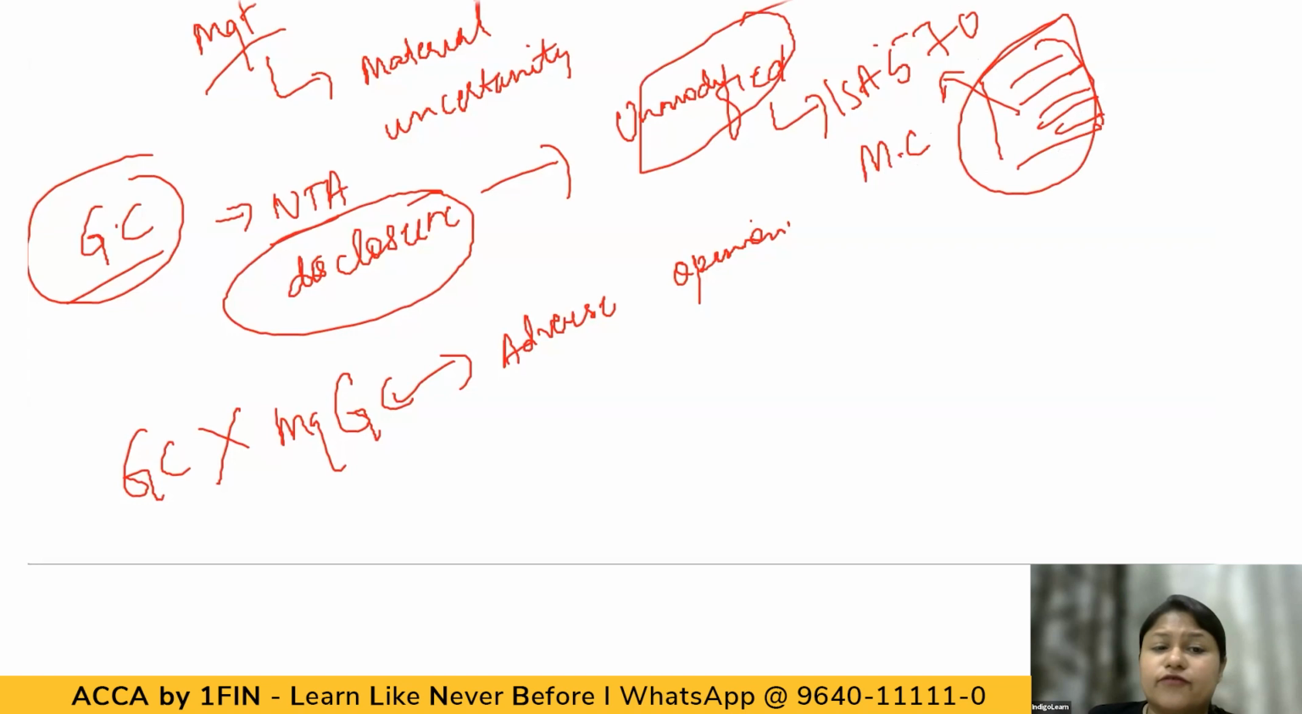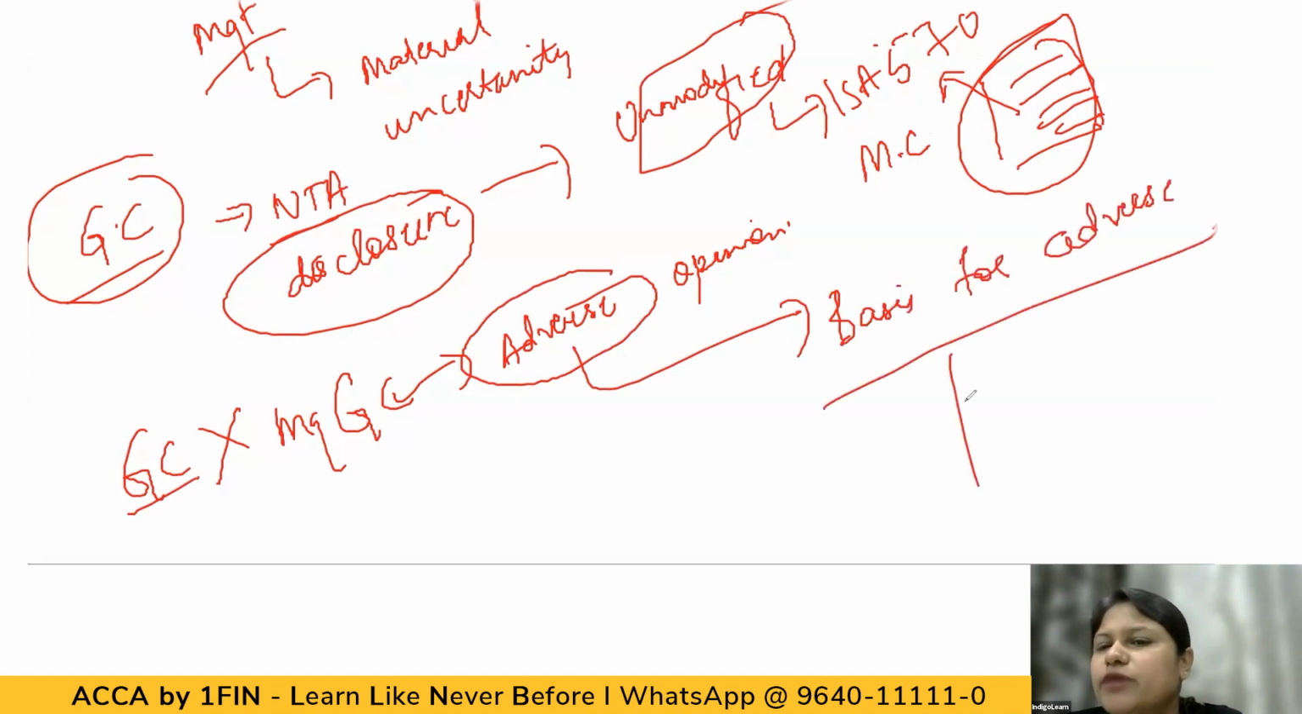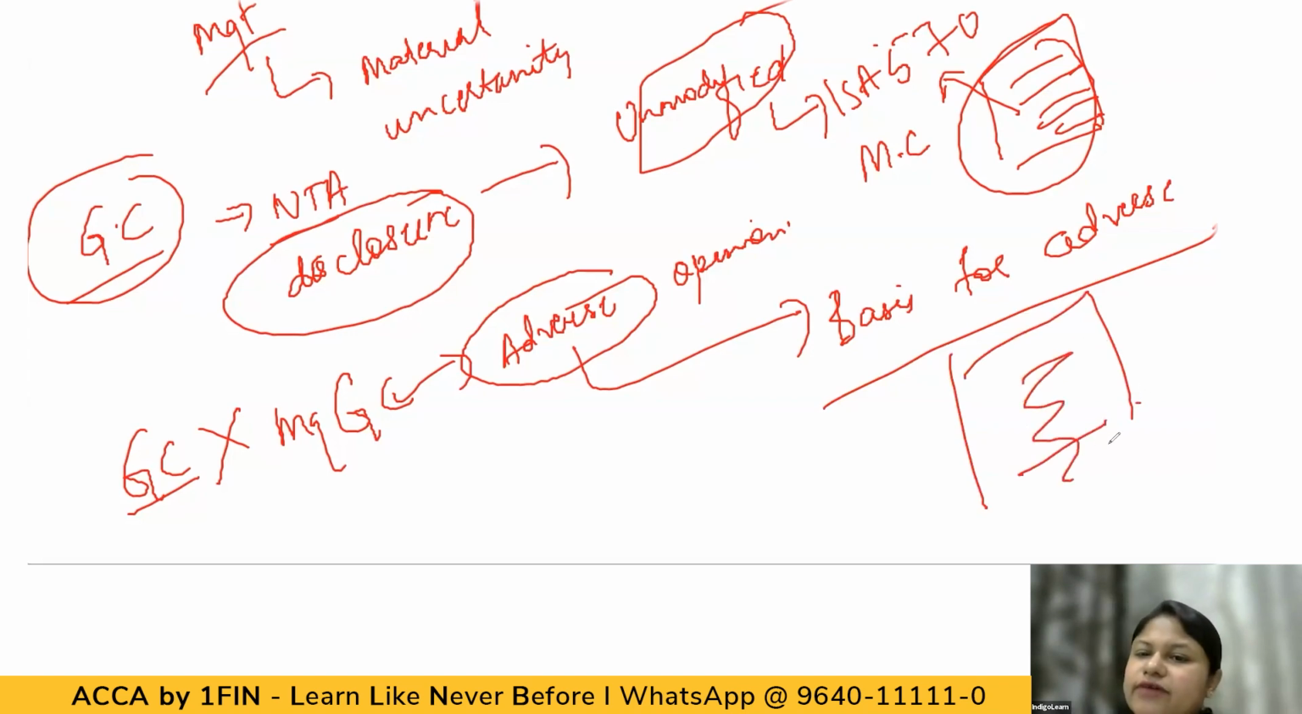But suppose the going concern assumption is inappropriate and the management is preparing as per going concern, then in that case you are going to give an adverse opinion. And when you give an adverse opinion, you have a paragraph called basis for adverse opinion, where you write about why you are calling it an adverse opinion. Got it? You'll give a reason here.